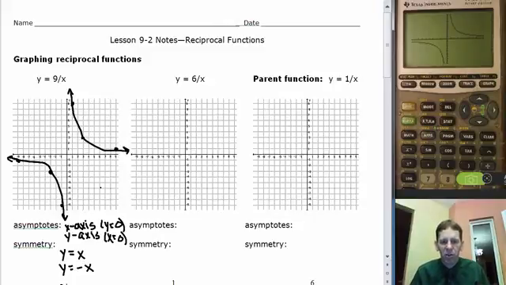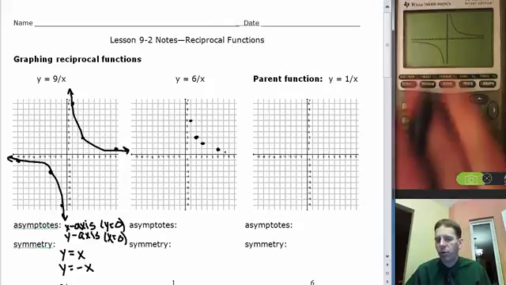Now what about for 6 over x? 6 over x is a very similar graph. Again, you can do some mental math to figure out some points on our graph. This graph would go through points like 1 comma 6, because if you plug in 1 for x, you get 6 for y. If you plugged in 2 for x, you would get 3 for y. If you plugged in 3 for x, you would get 2 for y. And if you plugged in 6 for x, you would get 1 for y. These are some common points this graph goes through.